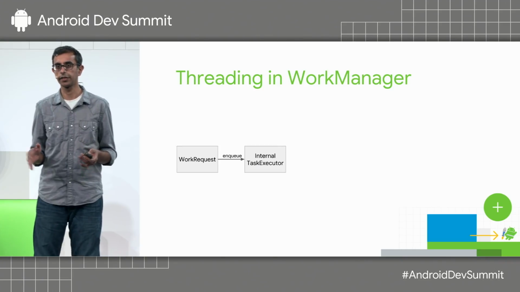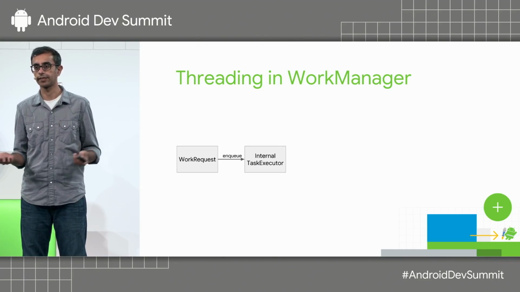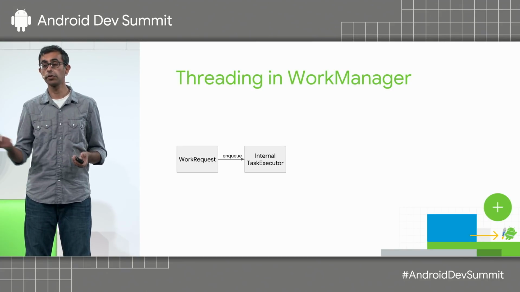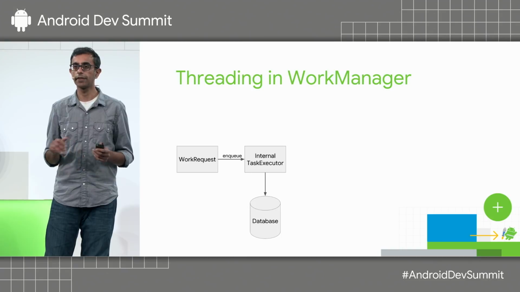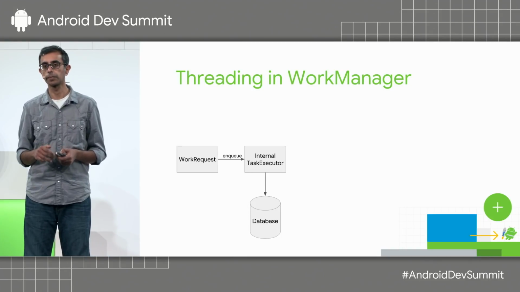So we talked about a work request. Rahul just mentioned that. And you enqueue it. What happens to it then? So we have an internal task executor. You can think of it as a single-threaded executor. And the enqueue goes to that, which stores it in a local database. So every app that uses WorkManager has a WorkManager database.